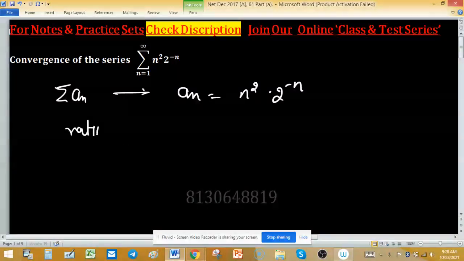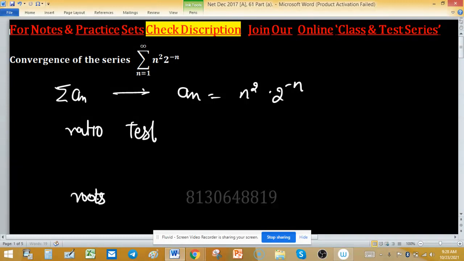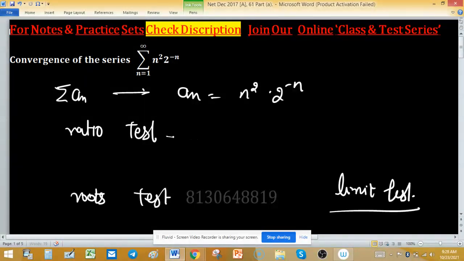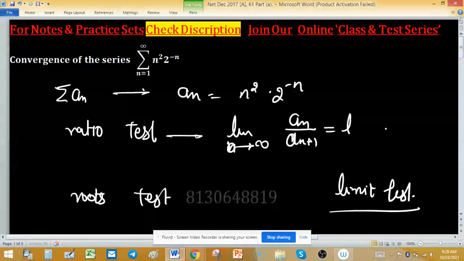First is a very common test, the ratio test, and the second one is the root test, which is frequently used, and the last one is the limit test. So what are these tests? In the ratio test we find the limit as n tends to infinity of an upon an plus 1. If this limit is equal to L, and L is greater than 1, then the series is convergent. If L is less than 1, then the series is divergent, and the test fails at L equal to 1.